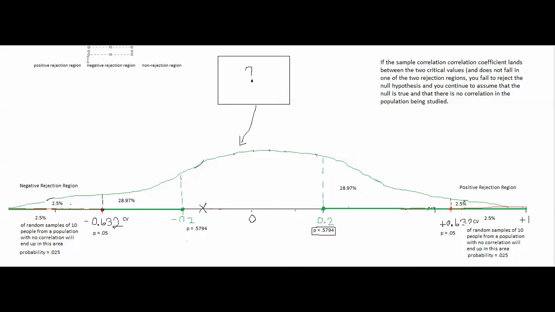So these are the different outcomes that we could have. Now let's think about different situations that are possible. Either the null is true, there's no correlation in the population. That's one situation that could be true.